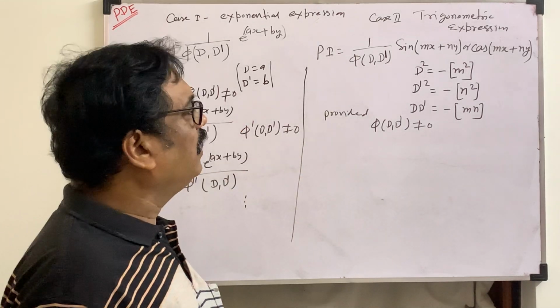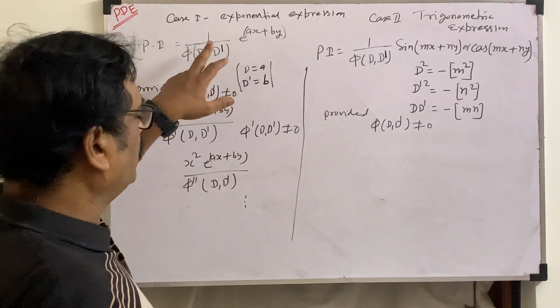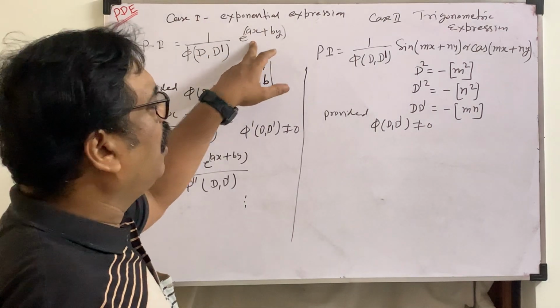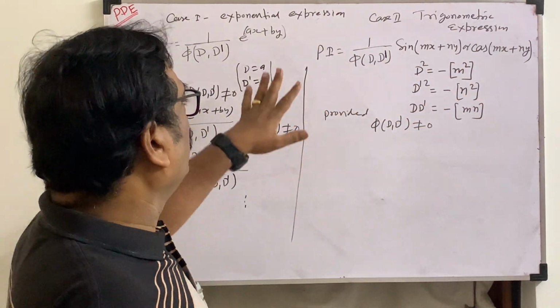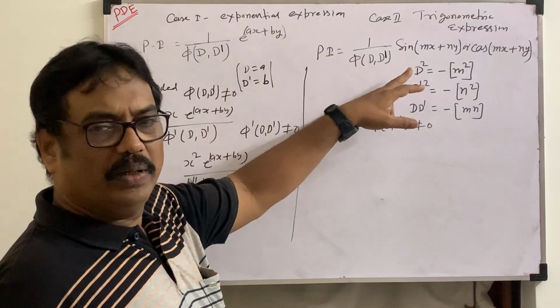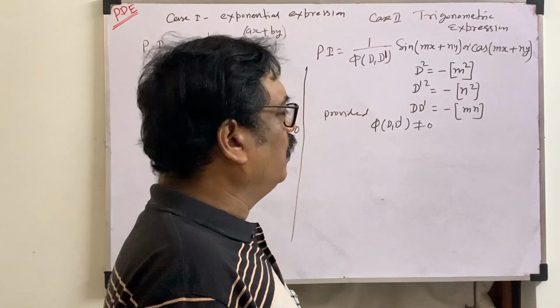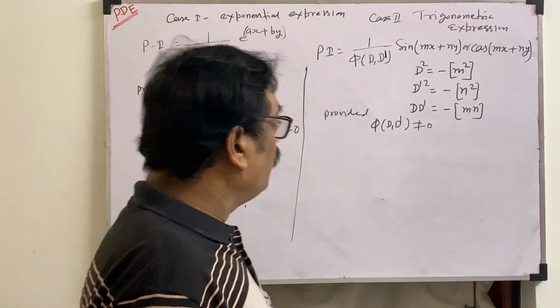Case 3 will be the algebraic expression, which we will handle separately. Generally, questions will give either simply exponential or simply trigonometry. That will be a 6 marks or 8 marks question. If they combine exponential and trigonometry, or algebraic and trigonometry, those will be full marks questions, either 12 marks or 60 marks according to the university rules. So now we'll take one problem.